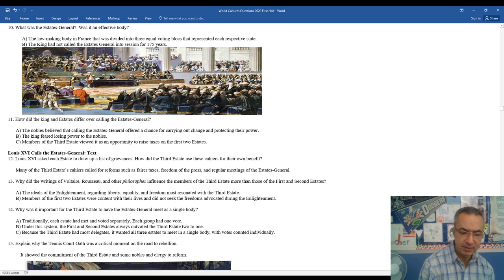However, because the Third Estate had more delegates, they wanted all these states to meet in a single body with all the delegates getting a vote, which would then give the Third Estate an opportunity to potentially vote in something that might be positive for the Third Estate.